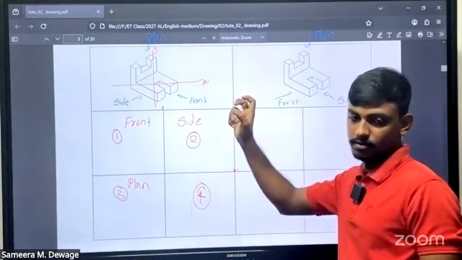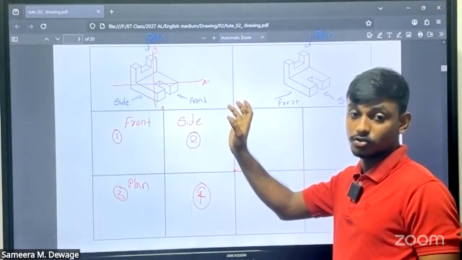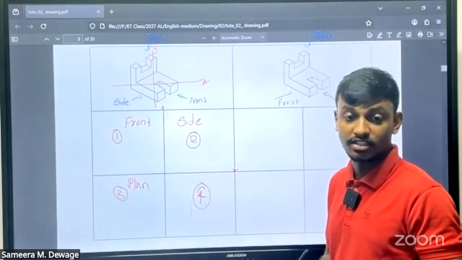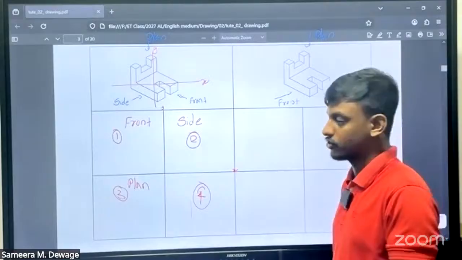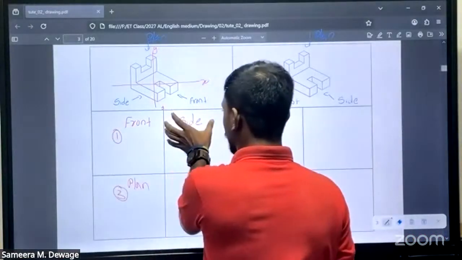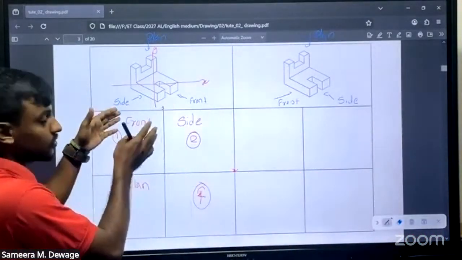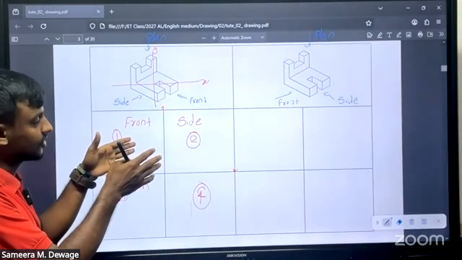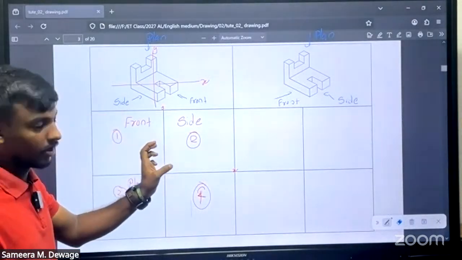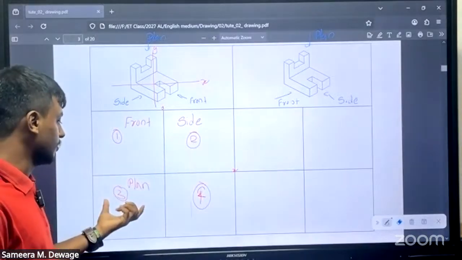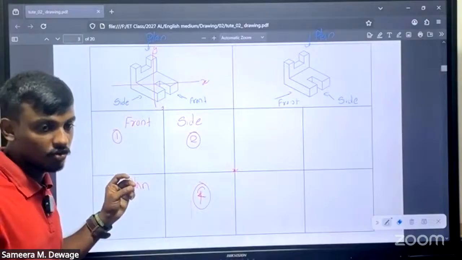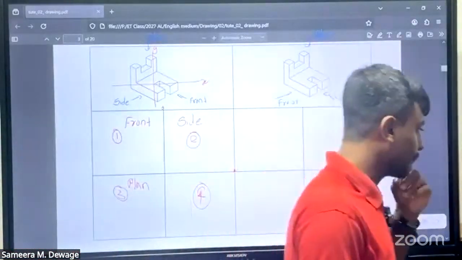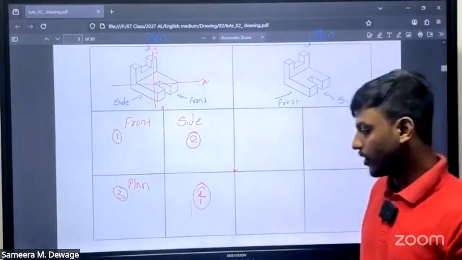Okay, so can you draw? If you look at the front, what will be the image? What kind of image can you observe? So you need to draw here. If you look from this direction, what kind of image can you get? You can draw here. And the plan view also you need to draw here. Right. Please do this part quickly.